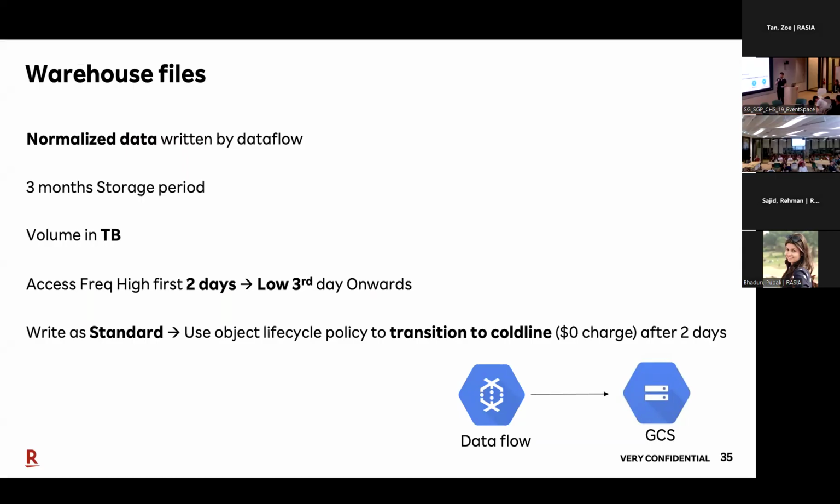Storage period average is about 3 months and is written by Dataflow. In our system, we noticed that in the first 2 days, lots of access on these files, but beyond the 2 days, we don't access the files as much. And that's a consideration we have on the storage class, whether we want to move from standard storage to nearline after 2 days. Oh, sorry, coldline. So we can use the lifecycle policy for this.